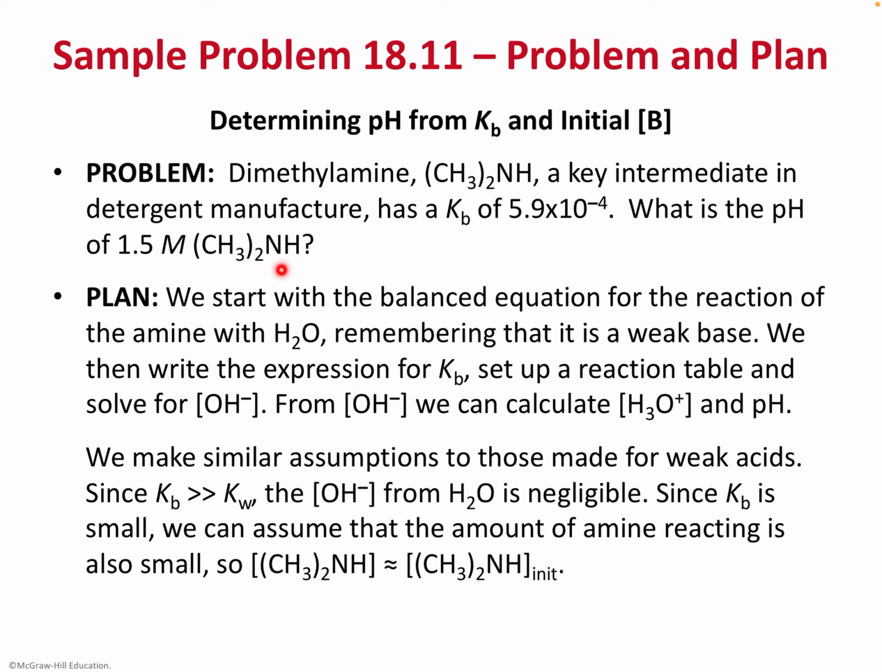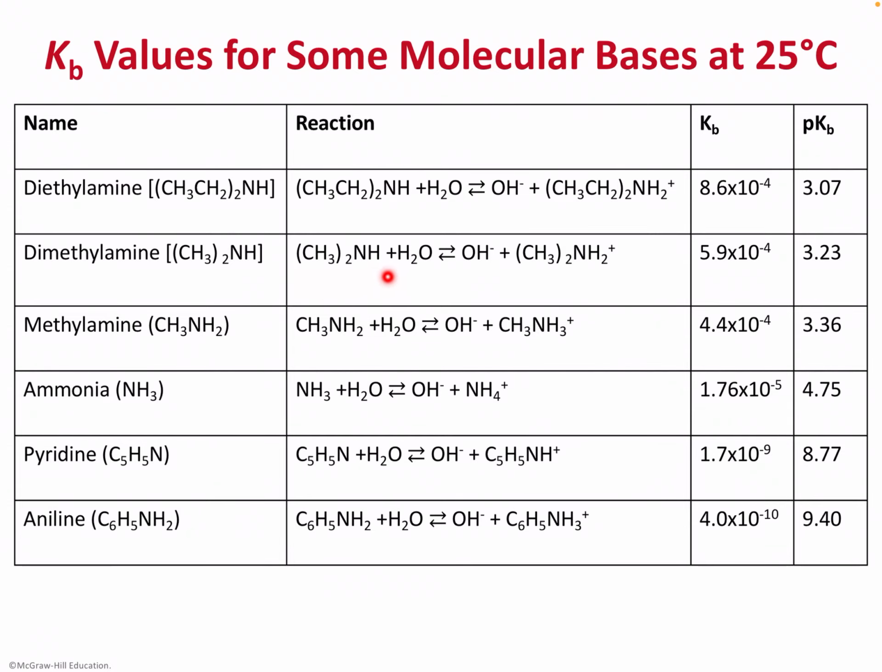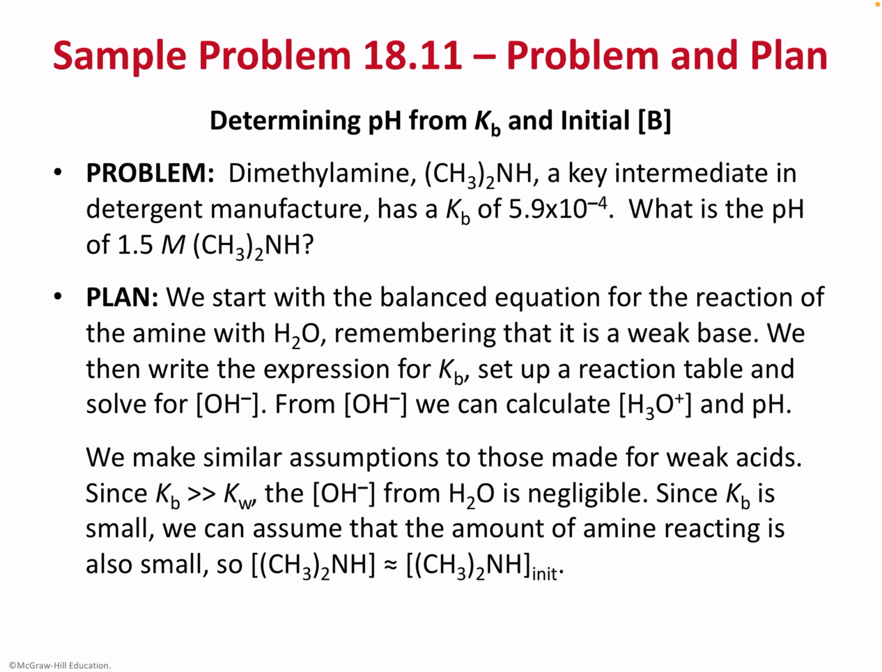Now this is a weak base. What do we need to do? First we have to write the equation for how the base generates ions, which is going to be like this. Dimethylamine, in the presence of water, takes a proton and becomes CH3, this part doesn't change, nitrogen will have another hydrogen, NH2+ and OH-. We want to find the pH of the solution, so we write down the Kb equation, set up a reaction table and solve for hydroxide. From hydroxide we can calculate hydronium ion and the pH.